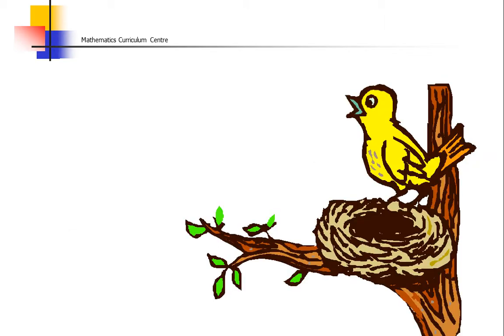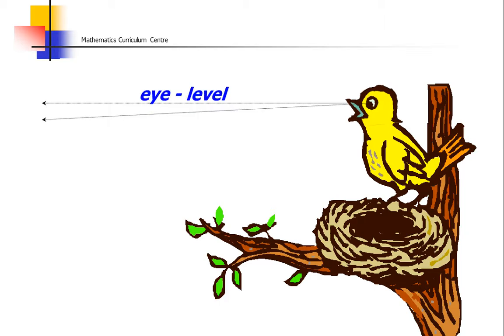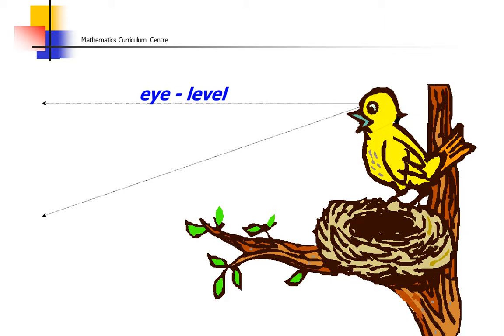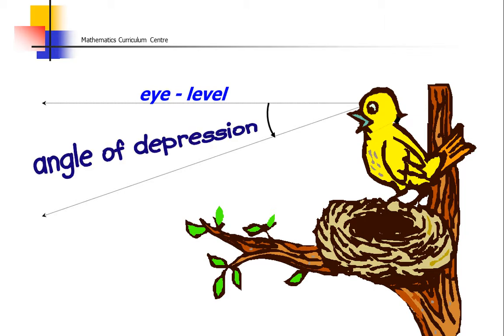Let's say now we have a bird in a tree. If I'm looking at that bird in the tree, his eye level is directly across. And then what happens when he starts looking down? It goes downward. So that angle right there, eye level going down, is called your angle of depression.